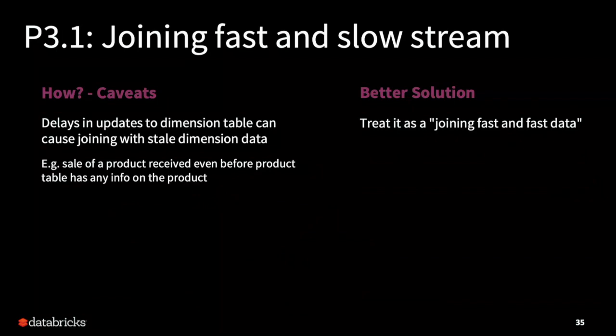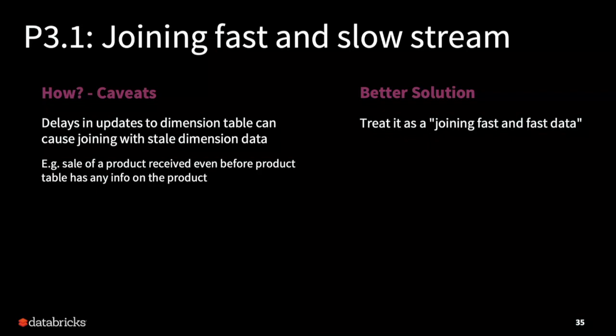But again, in some cases, there are still drawbacks. One is that delays in updating the dimension table can cause problems. For example, let's say you get product sales information from a point of sales device even before the dimension table has been updated about that product. It's a new product, and the dimension table has not been updated. So what do you do? Your join just doesn't find anything to join with. You are left with a left outer join and nulls and all that stuff.